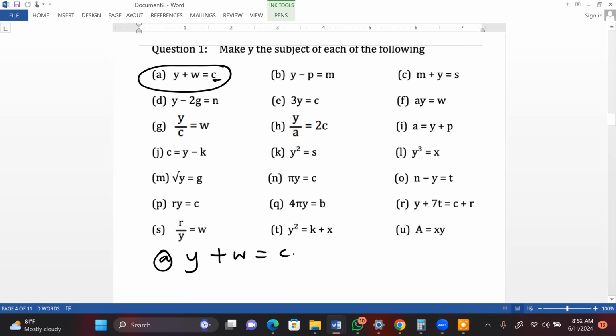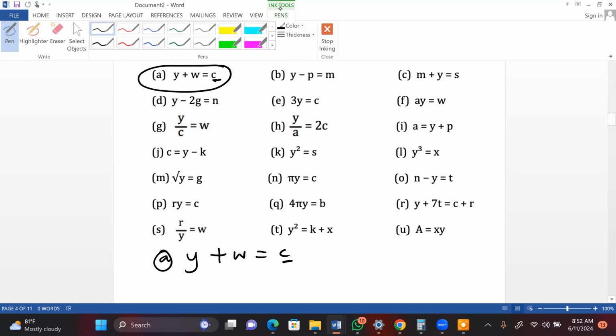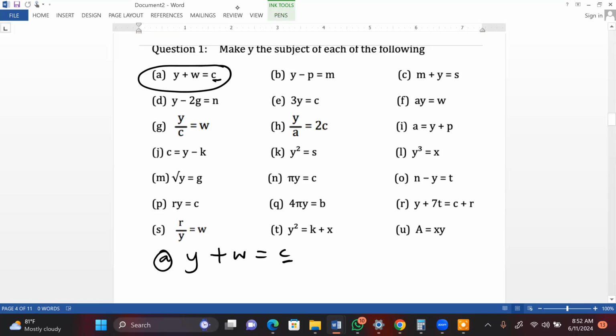That is, we want Y to stand alone. As C is standing alone, we want Y to do the same thing. So what are we going to do here? It's very simple. We are going to make this plus W move to the other side. Because it is crossing the equation sign, it will change to what?